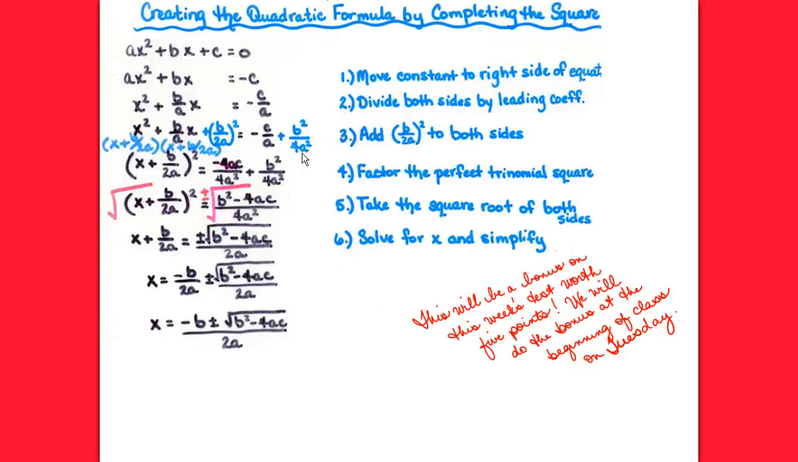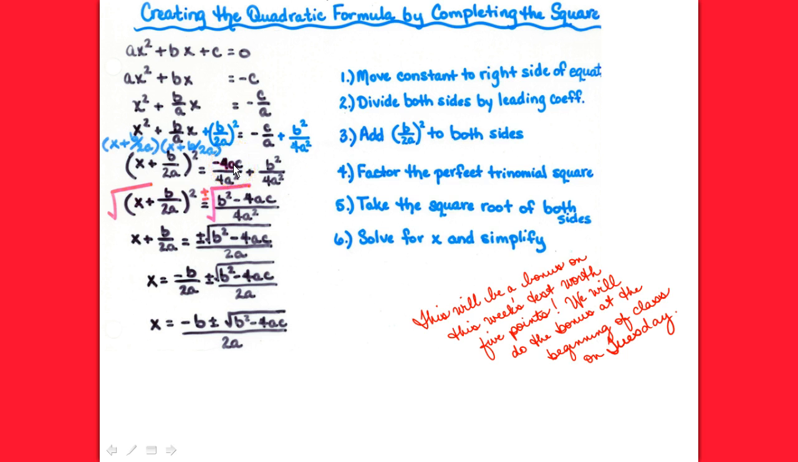4a squared, yes. So we're going to rewrite each of these with a denominator of 4a squared. This one I don't have to change, but this one I do. What did I multiply by to get from a to 4a squared? 4a. So I'm going to do the same thing in the numerator. I'm going to multiply that c by 4a, and that's how we get 4ac.